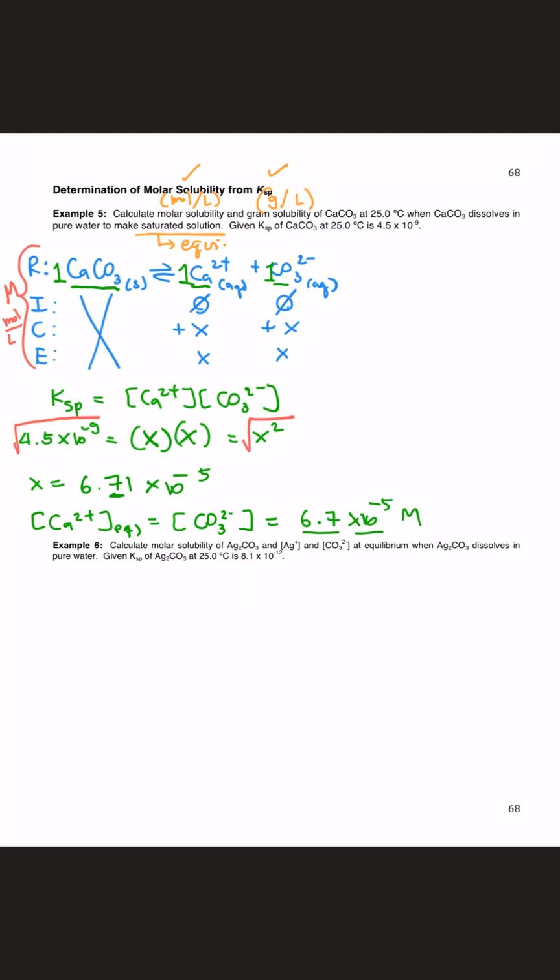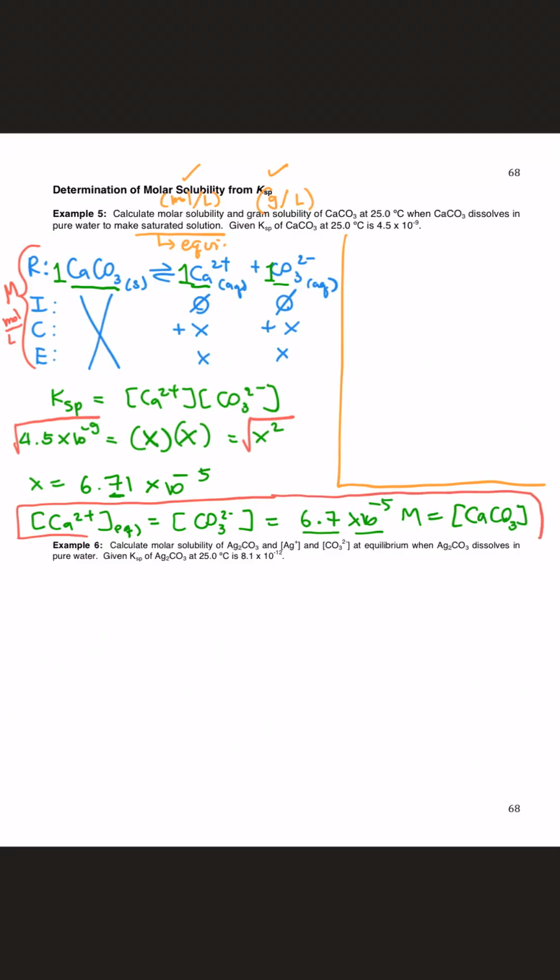Therefore, in this case, we can also say that the amount of calcium carbonate that dissolves in water would also be 6.7 times 10 to the negative 5 as well. So this would also be the concentration of calcium carbonate that can dissolve, or what we call the molar solubility of calcium carbonate. So to answer the first question, the molar solubility, we can say that the concentration of calcium ions at equilibrium equals the concentration of carbonate ions at equilibrium. It also equals the amount of calcium carbonate that can dissolve, which is equal to 6.7 times 10 to the negative 5 molar.